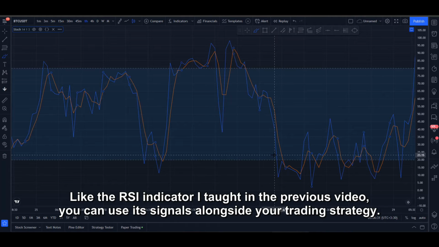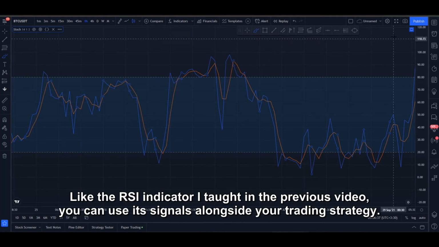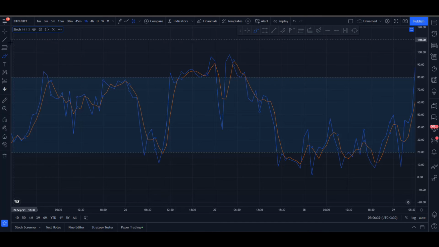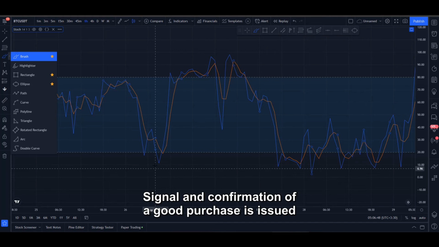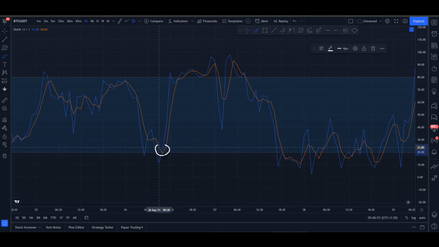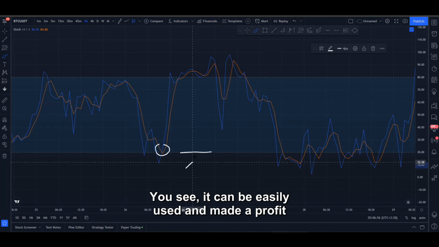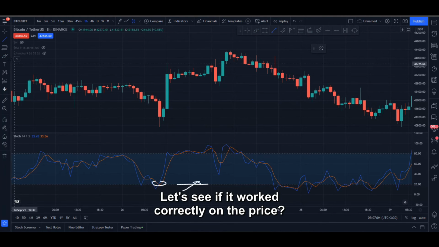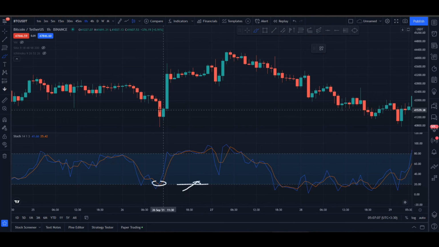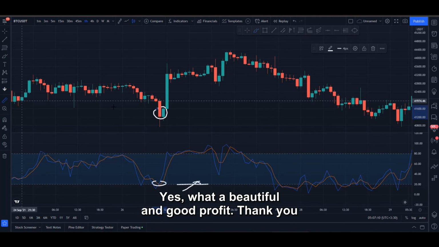Like the RSI indicator I taught in the previous video, you can use its signals alongside your trading strategy. When line K intersects line D and crosses this range, a signal and confirmation of a good purchase is issued. You see, it can be easily used and a profit made. Let's see if it worked correctly on the price. Yes, what a beautiful and good profit.